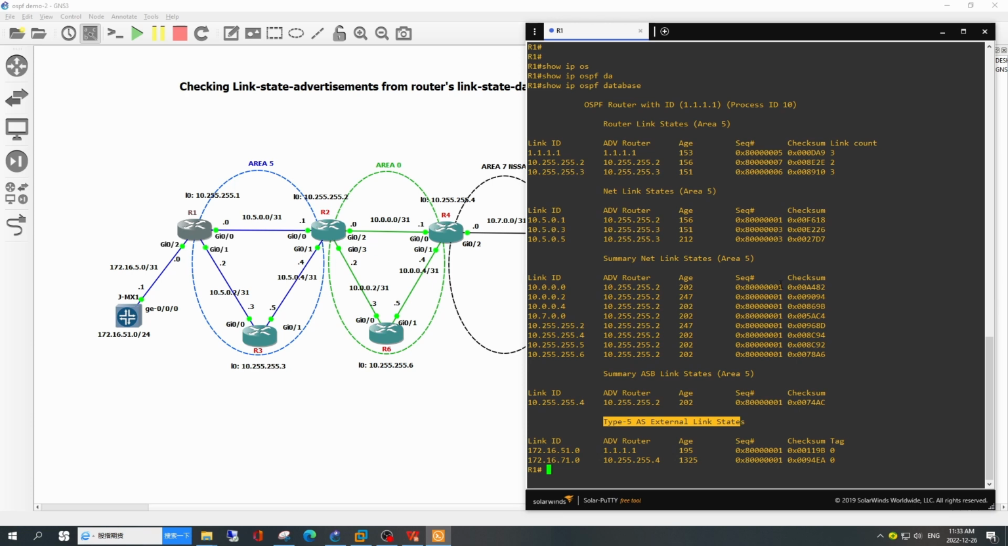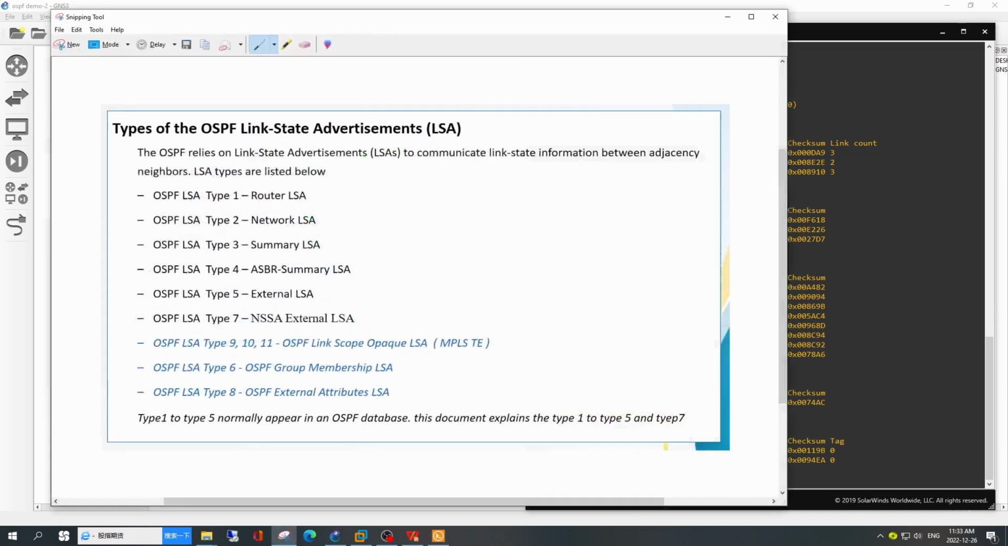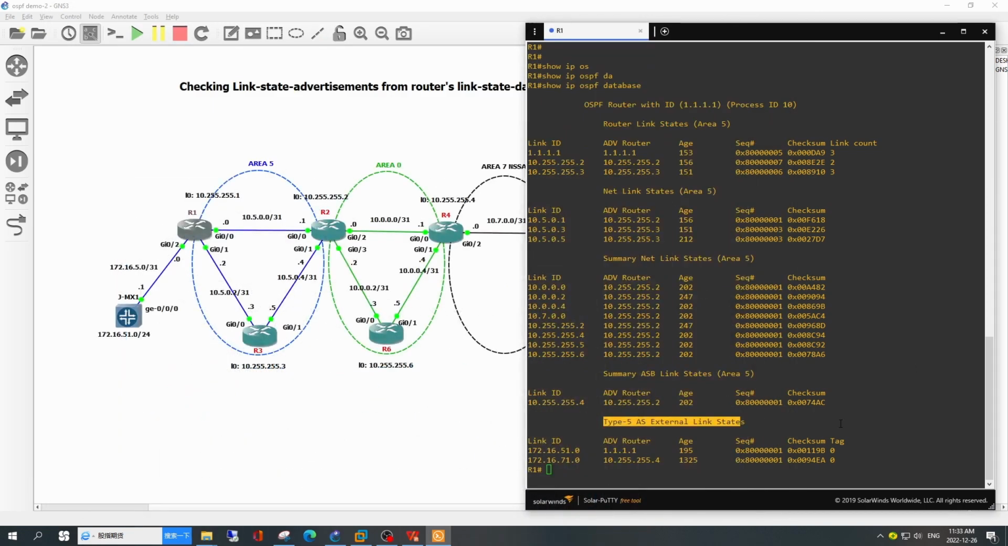I can put the names here so you can take a look at each type's name. Type 1 is called the router LSA. Type 2 is the network LSA. Type 3 is the summary LSA. Type 4 is the ASBR summary LSA. Type 5 is the external LSA. Type 7 is the NSSA external LSA. So this list is a high-level description.